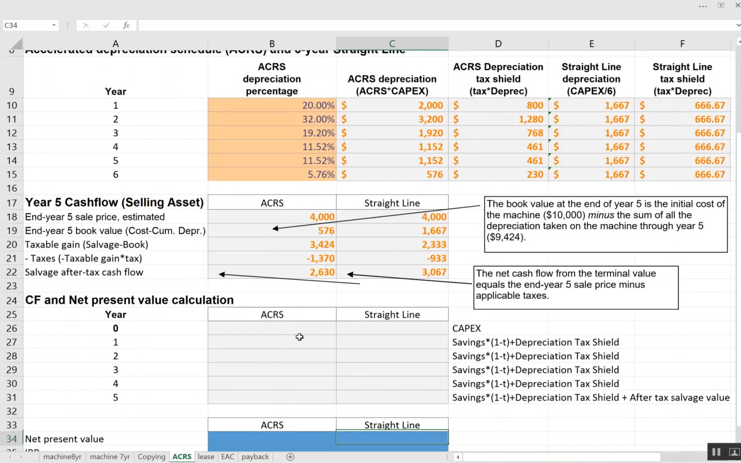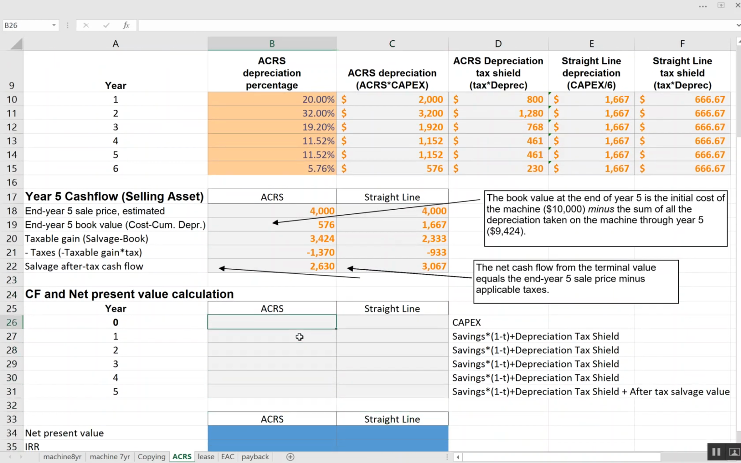So now we're ready to calculate the total free cash flows of both accelerated and straight line of this cost savings project. So the first thing, whatever we use for depreciation, we're going to subtract off CapEx first. Now the savings, we're just going to treat it like a revenue, right? A negative cost is a revenue. So we can just say equals savings times 1 minus the tax rate will be my after-tax savings.